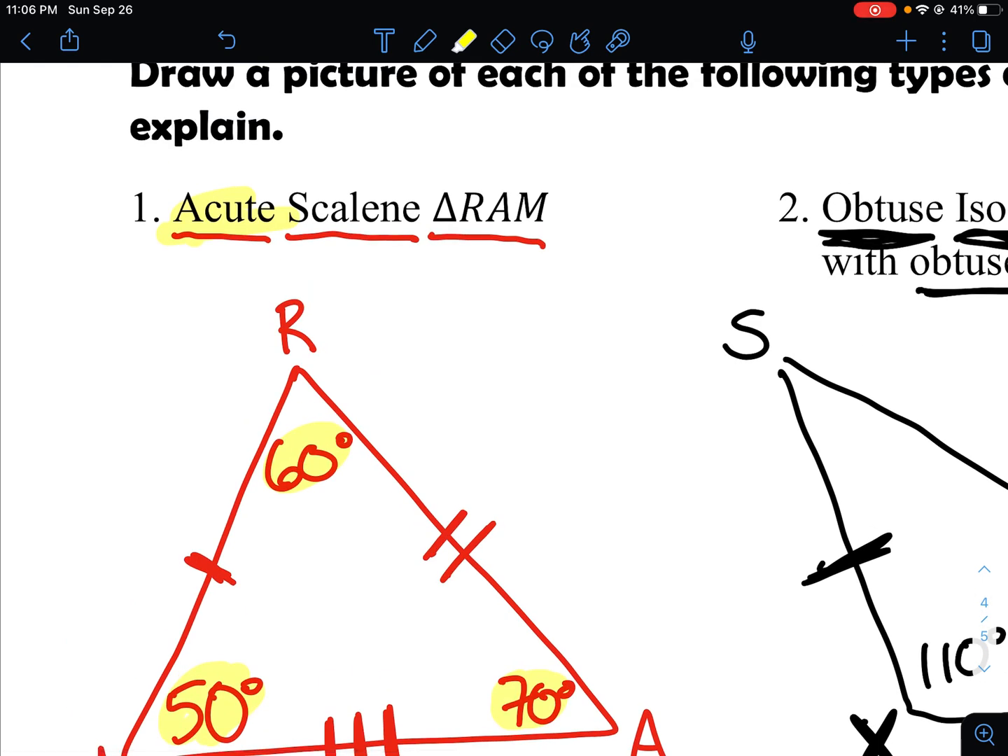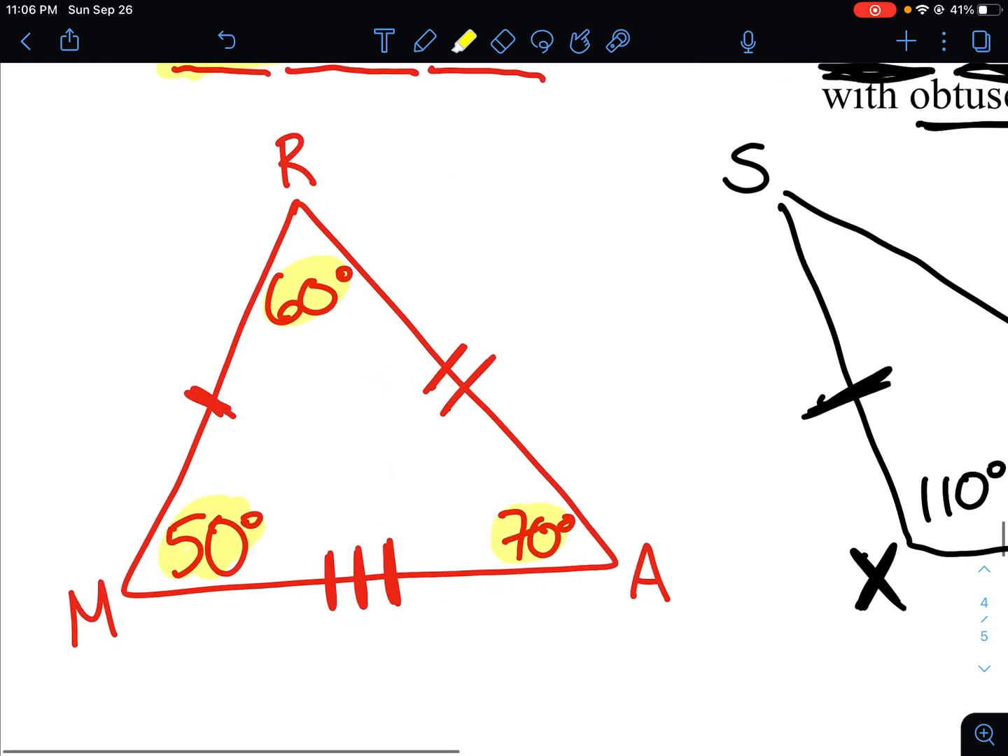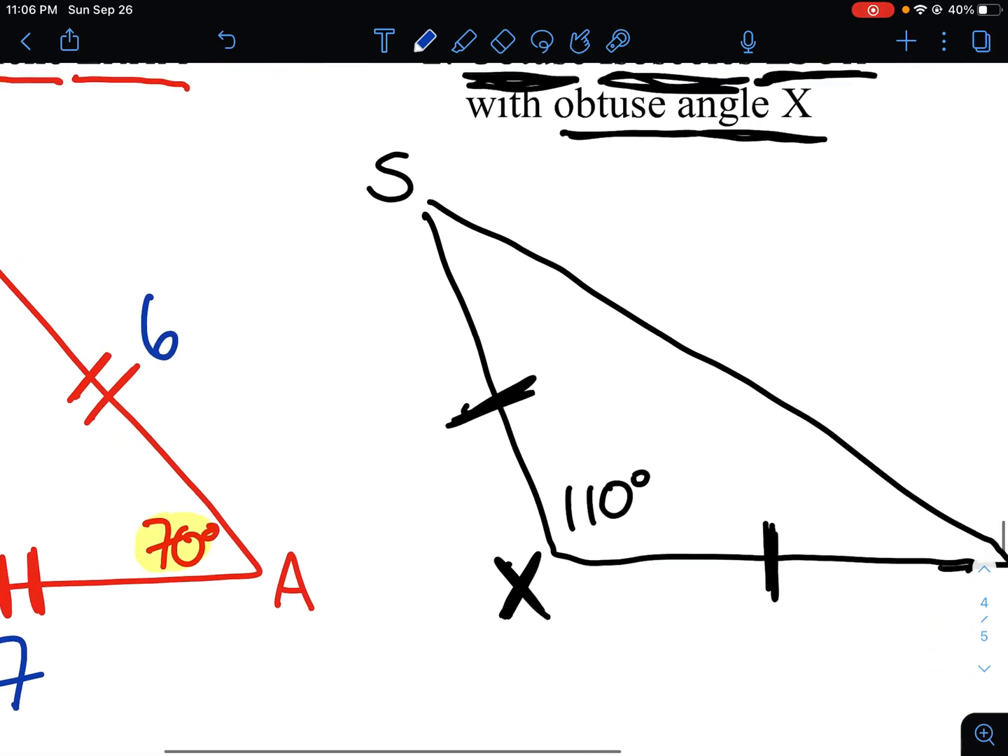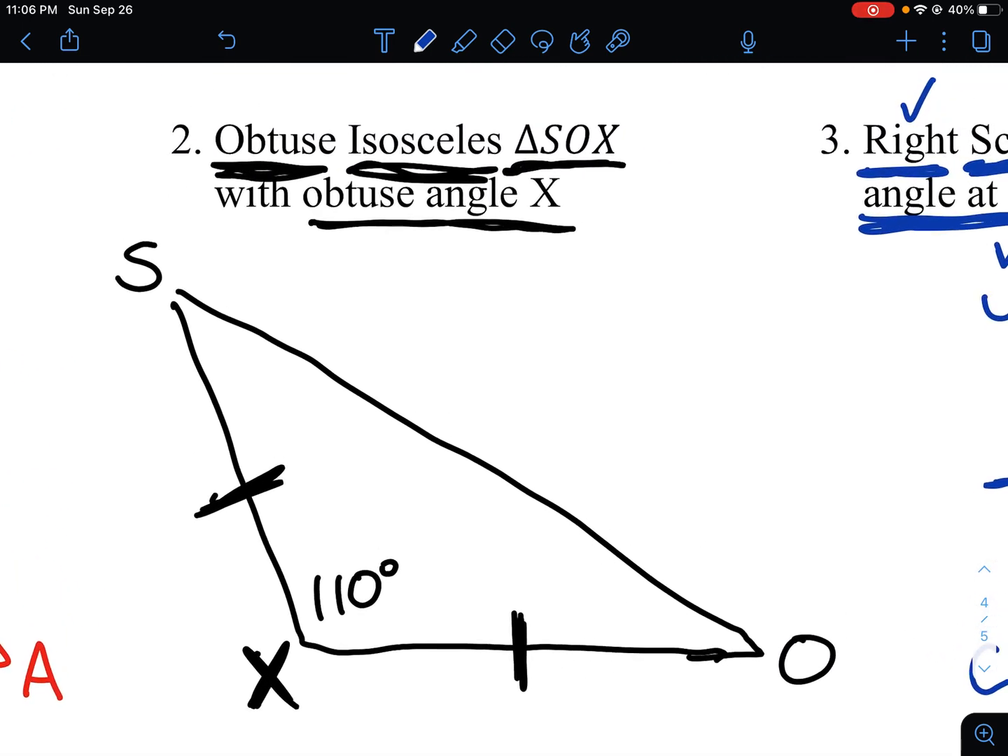Scalene means that all three sides have to be different. None of them are the same. So that could be something like 1 tick mark, 2 tick marks, 3 tick marks. Or if you wanted to incorporate numbers, you could have said like 5, 6, 7. Just coming up with 3 random numbers that are all different from one another. Okay?